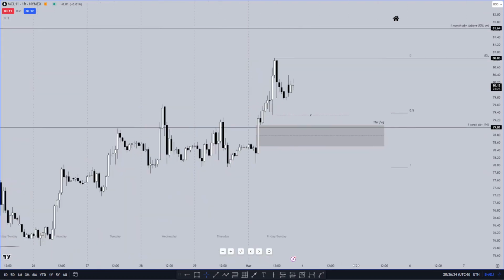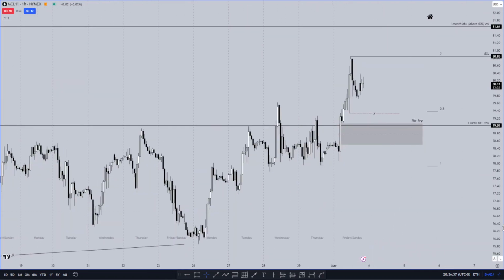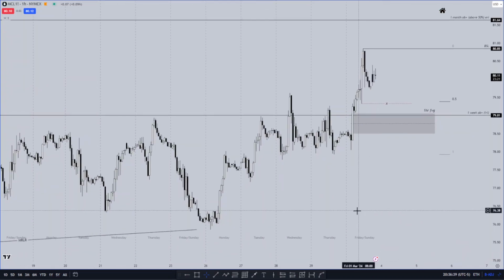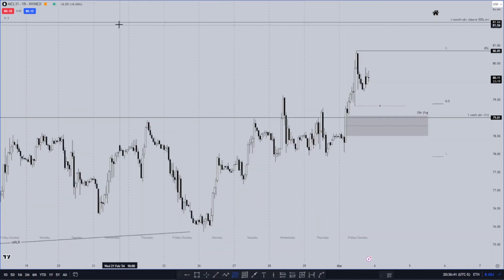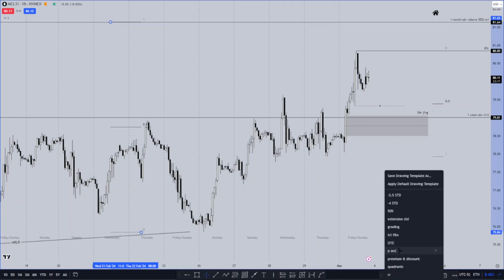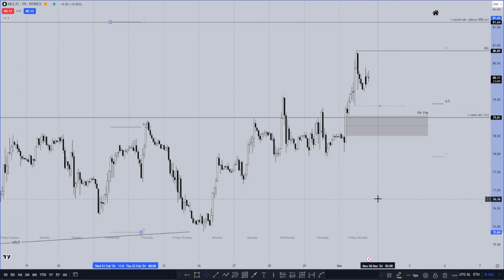Because if we look over here, right? If we look over here, and then if we measure from here from terminus to down over here, and if we get grading, right?